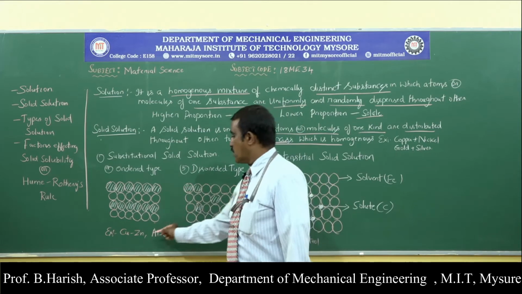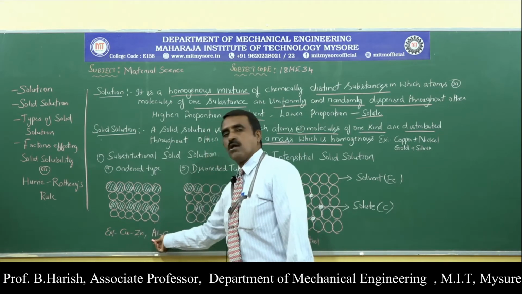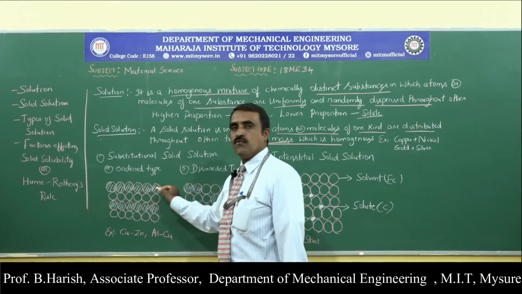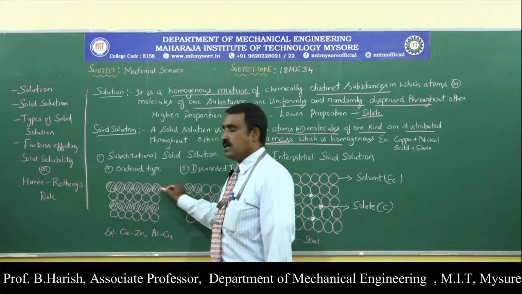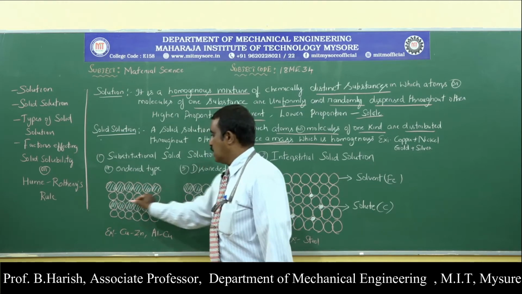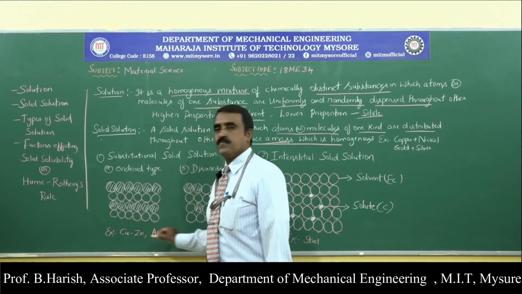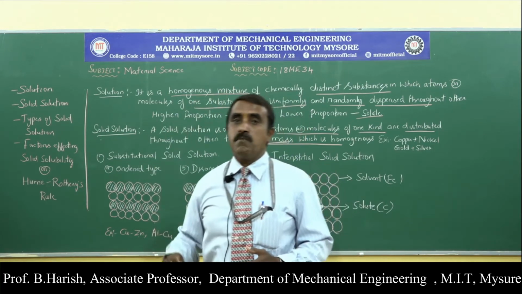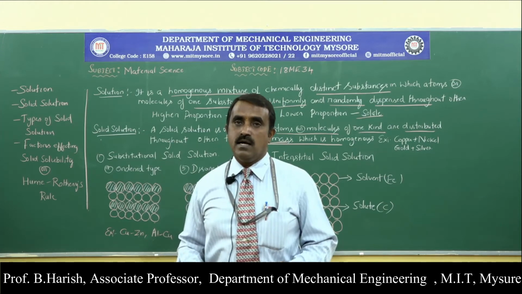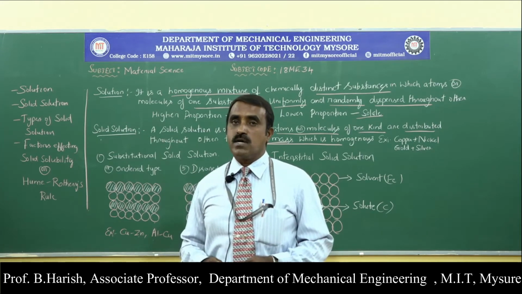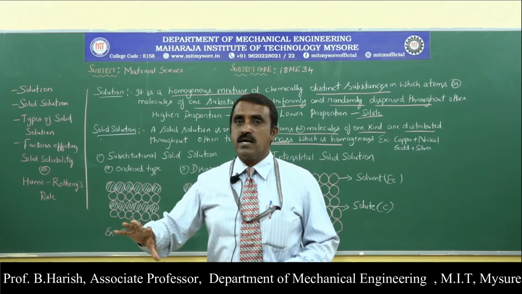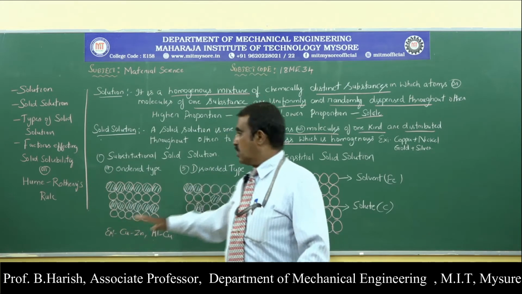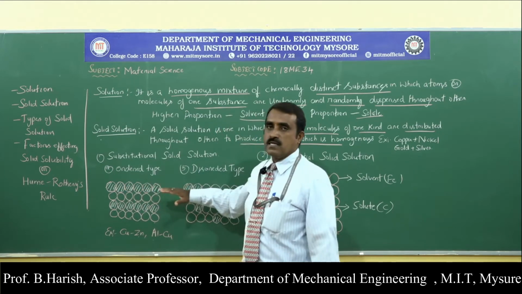If you take copper nickel, for example copper zinc or aluminum copper, you can see the copper atoms are distributed in a uniform manner. First line copper, second line zinc, then copper, then zinc. So in ordered form it gets distributed. That is what the definition says, uniformly distributed. If it is uniformly distributed, then it is called an ordered substitutional solid solution. In a uniform manner it is getting distributed.